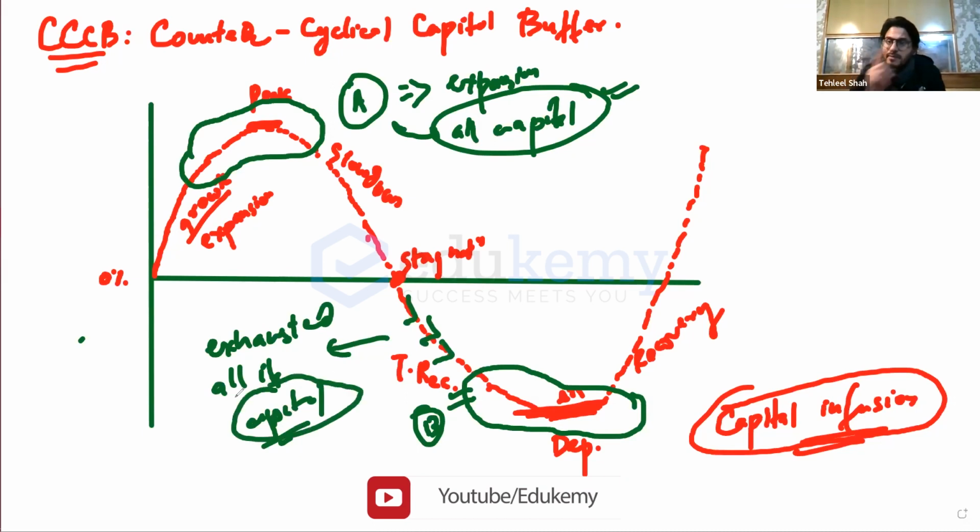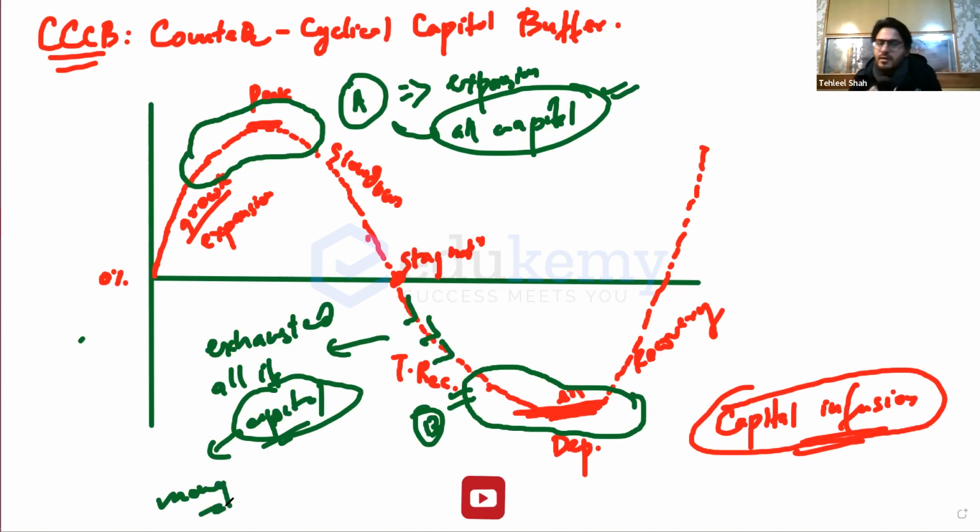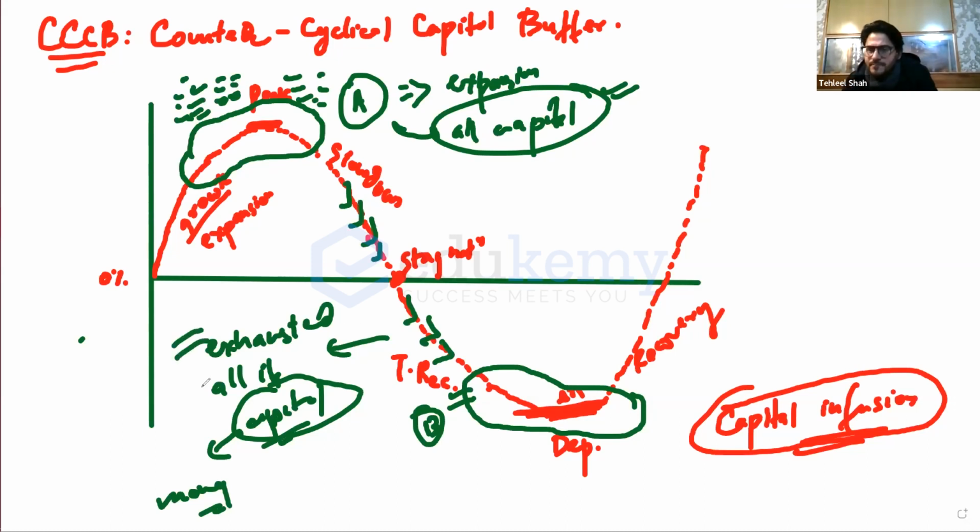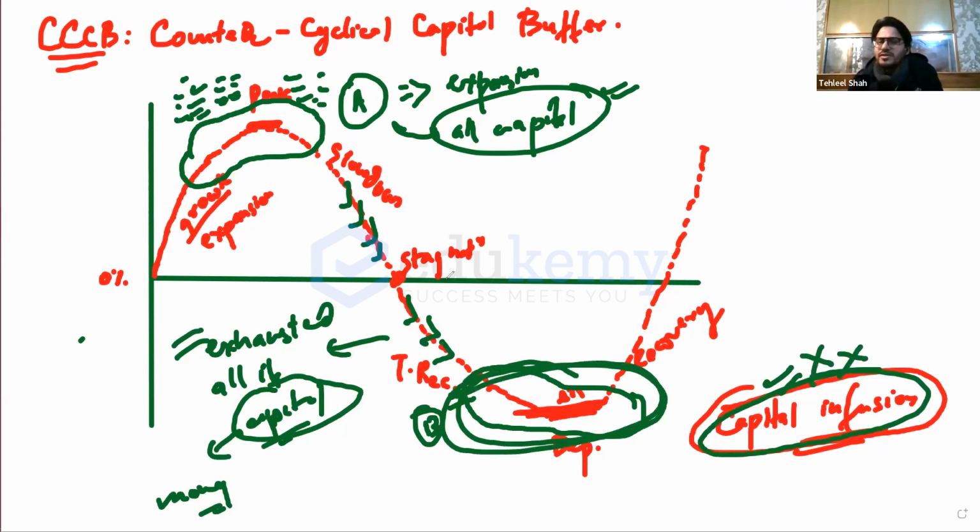This is not the capital that the bank has to keep as a capital adequacy ratio. By capital, I mean money, liquidity. Why? Because you have already been lending at a very high rate in this particular boom phase. And when you plunge down to recession, by that time you have exhausted all the capital, and there is nothing left for you to infuse into the economy. So your capital infusion cannot happen at this particular level. Why? Because the money has been exhausted in the boom phase.